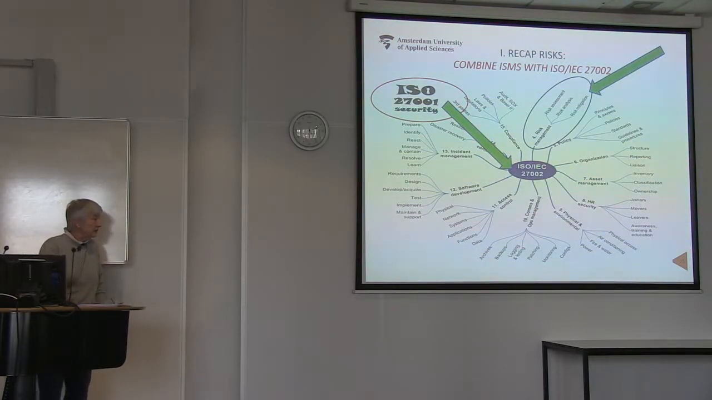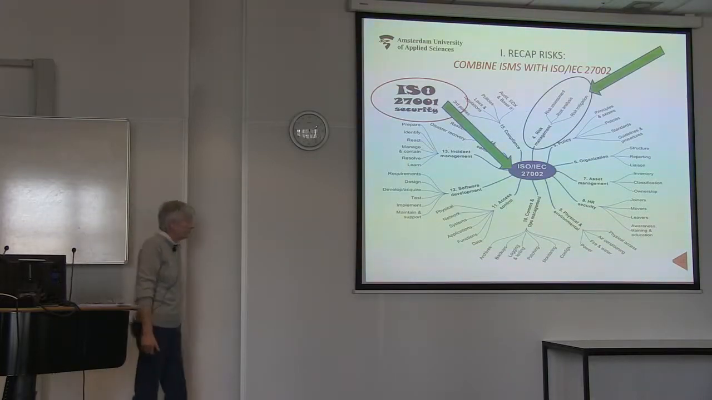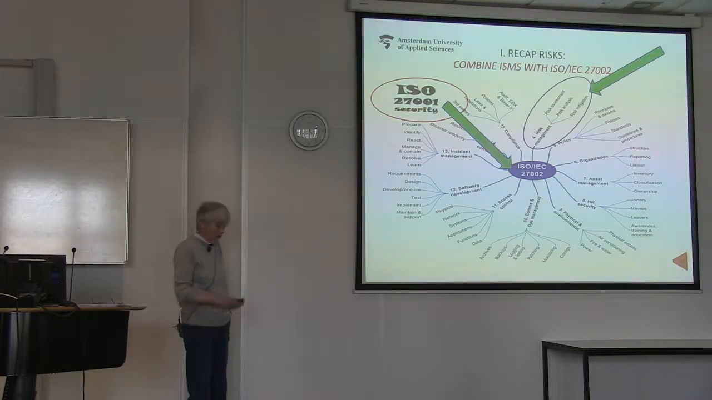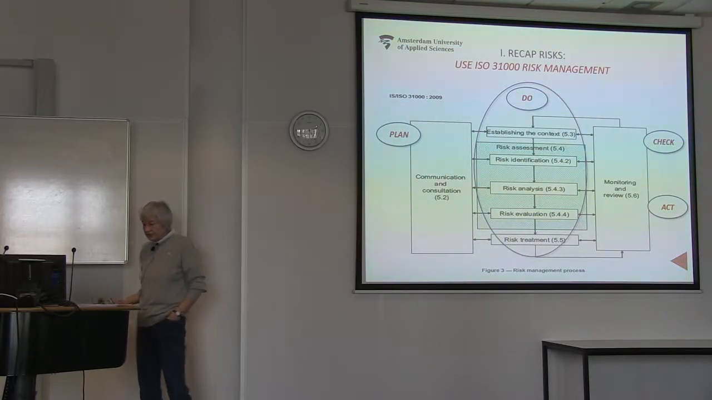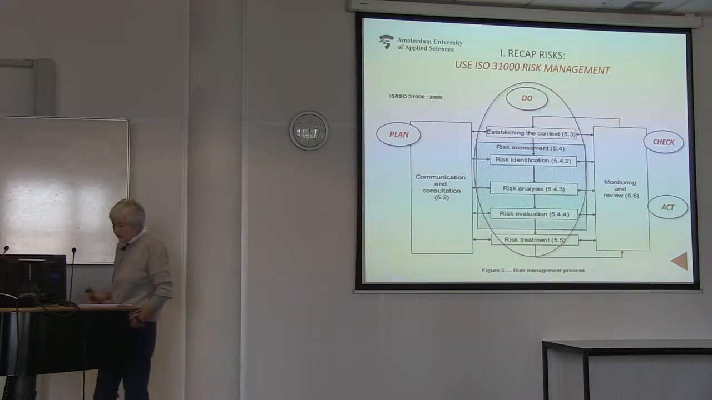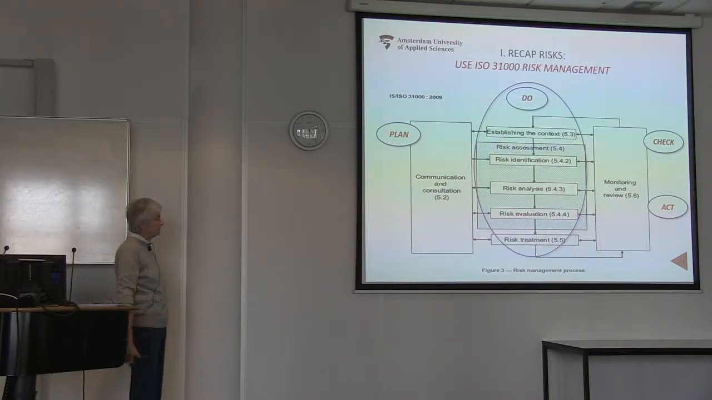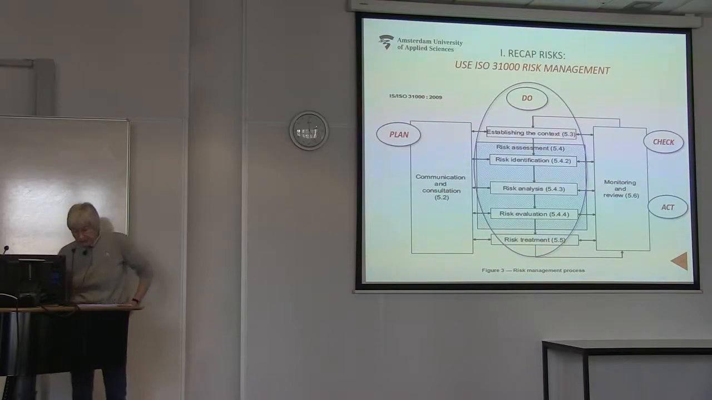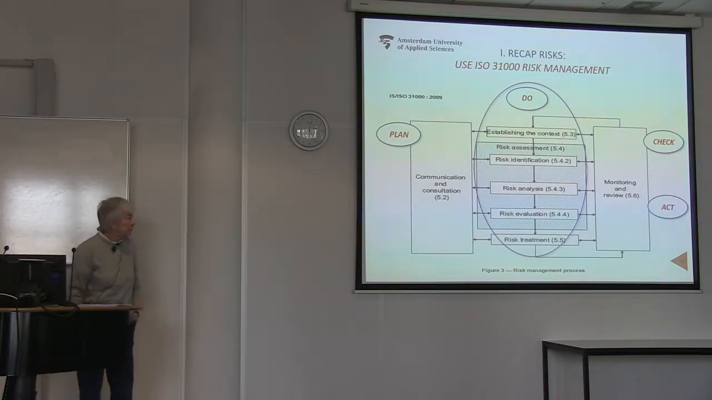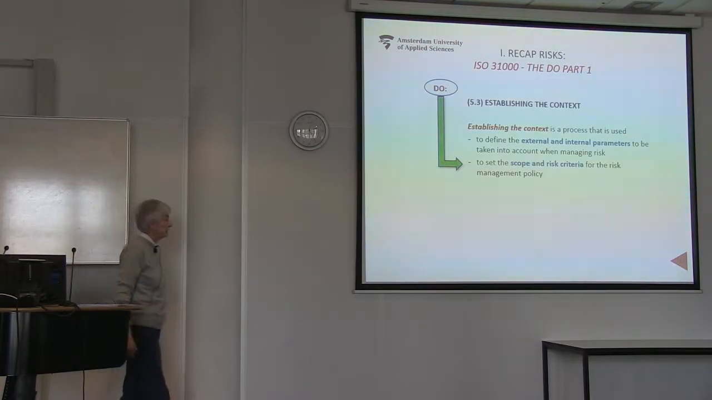But first we have to deal with section 4, risk management, and that was a problem because there was a missing link. We decided to use ISO 31000, the risk management model, with a beautiful risk management process with the normal management cycle, the PDCA: Plan, Do, Check, Act. And according to this model, the do part is our part.